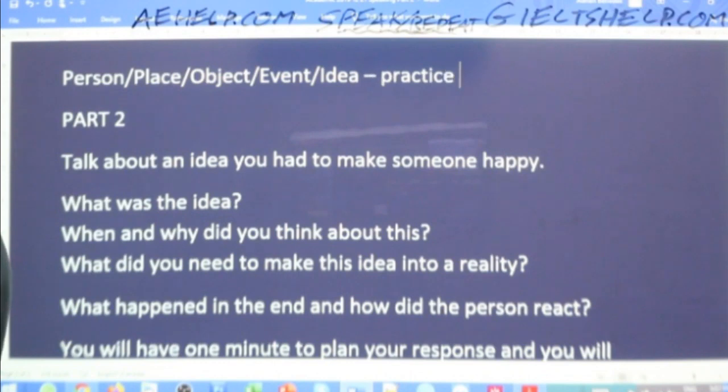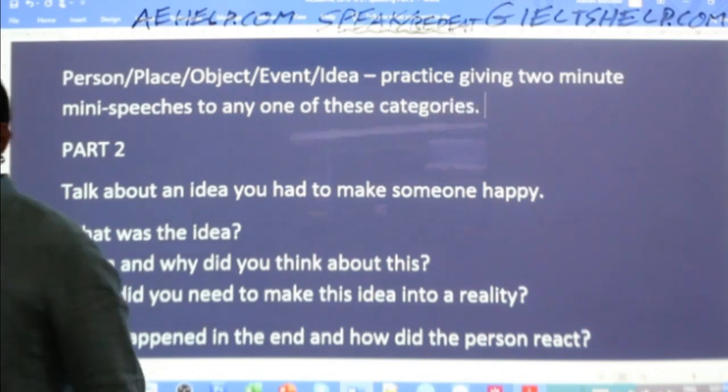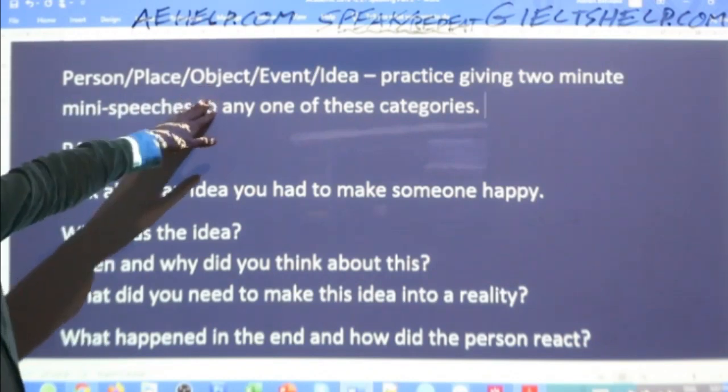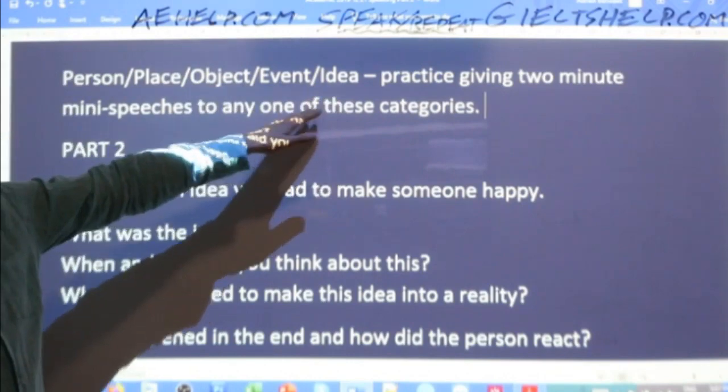So practice giving 2-minute mini speech responses, or mini speeches, to any one of these categories. Okay? A lot of people just practice person or object. They kind of ignore place, event, and they especially ignore talking about ideas.